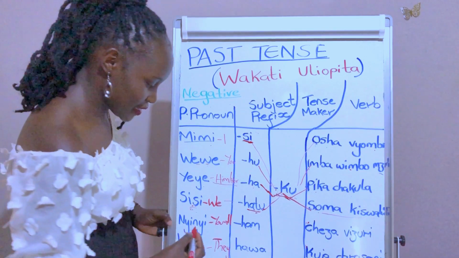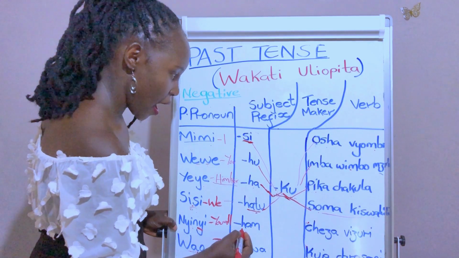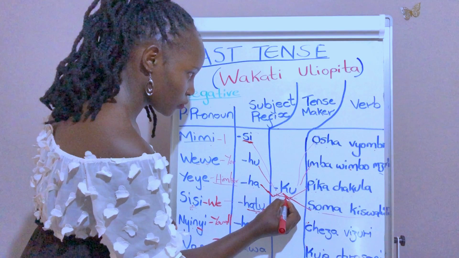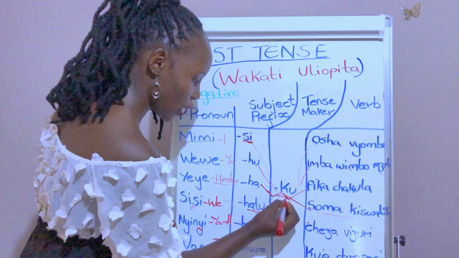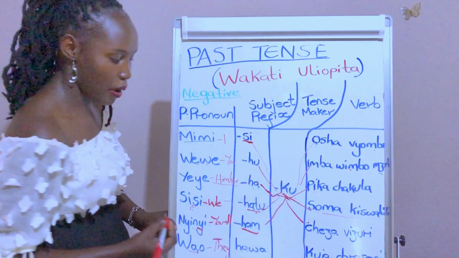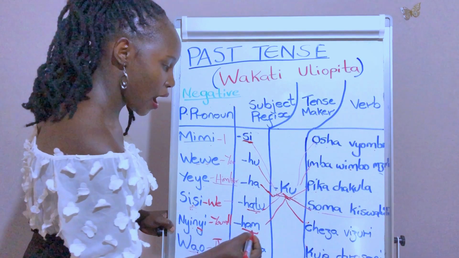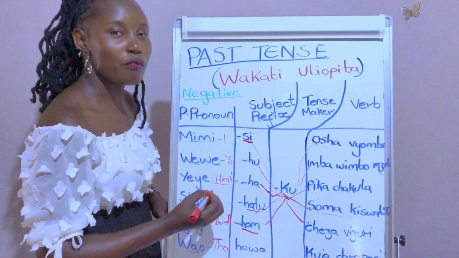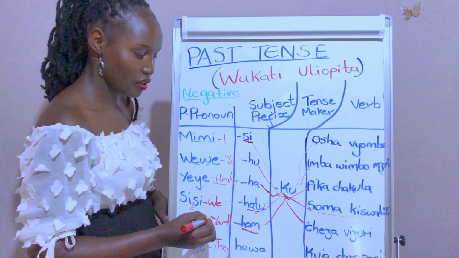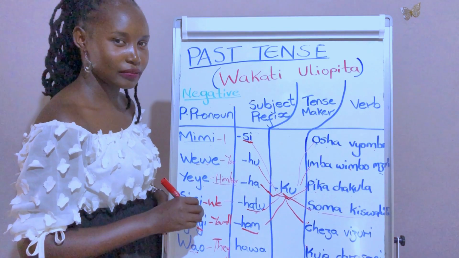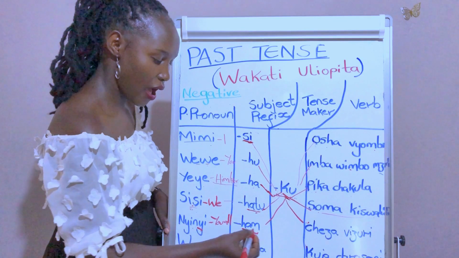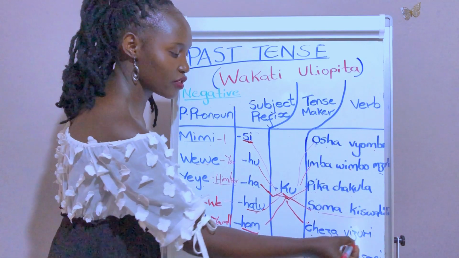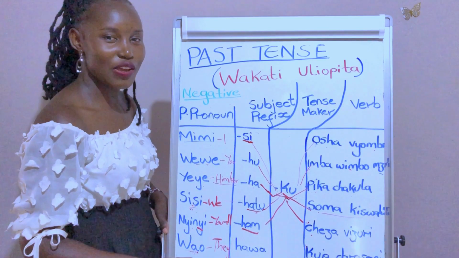And then the next sentence, nyinyi ham, tense marker ku, and then connect to the verb. So nyinyi hamkucheza vizuri. You didn't play well.